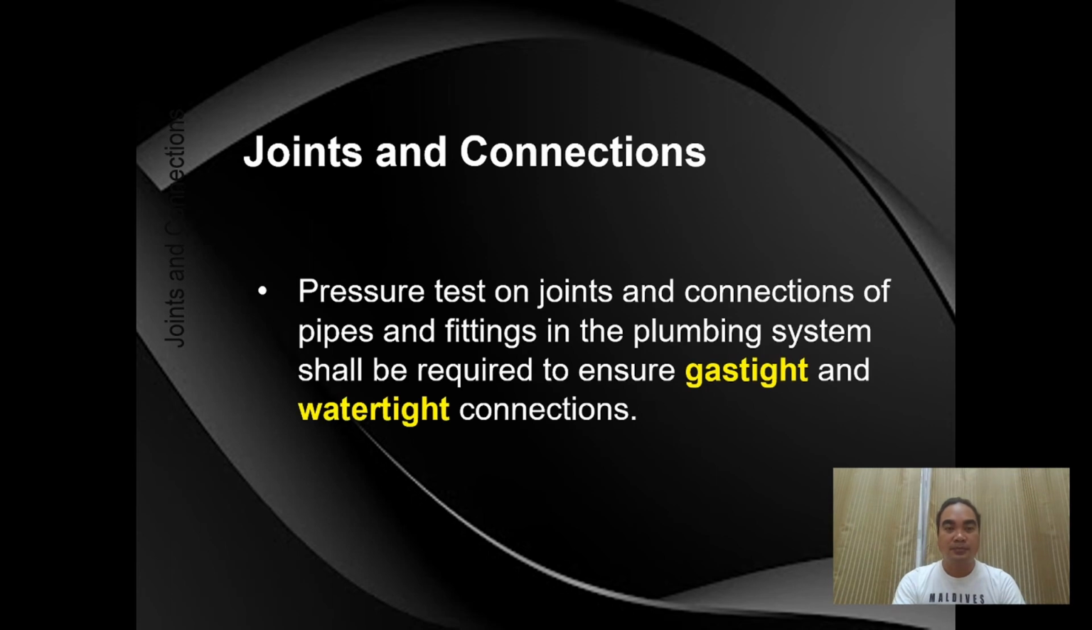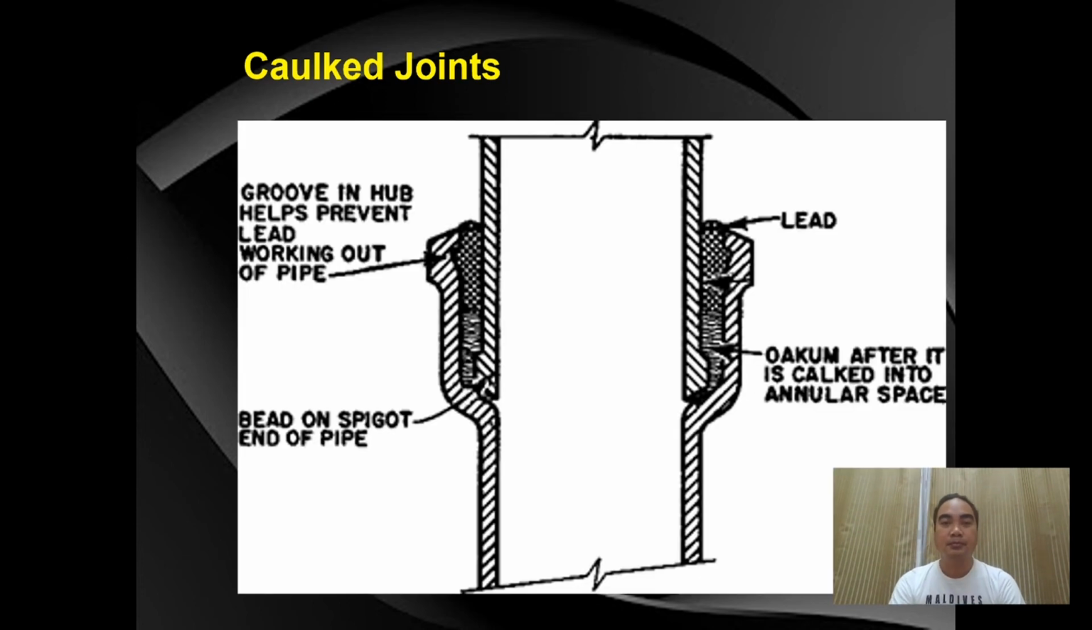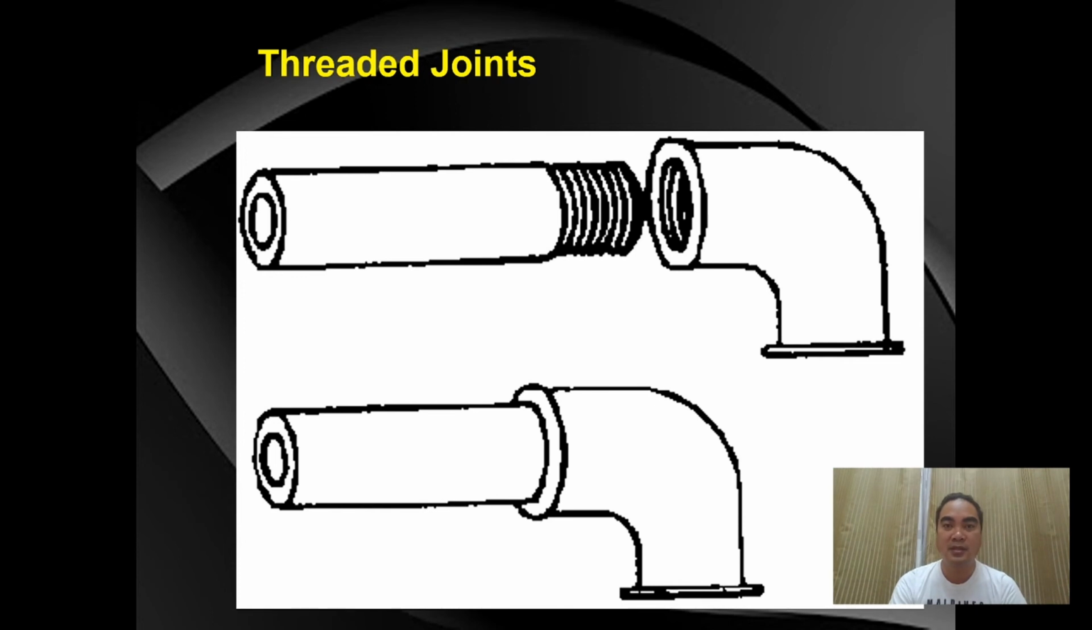Joints and connections. Pressure tests on joints and connections of pipes and fittings in the plumbing system shall be required to ensure gas tight and water tight connection. For bell and spigot cast iron soil pipes and other similar joints, joints shall be firmly packed with oakum and hemp and filled with molten pig lead to a depth of not less than 25.4 mm. Threaded joints. For iron pipe size, pipe and fittings shall be standard tapered pipe threads.